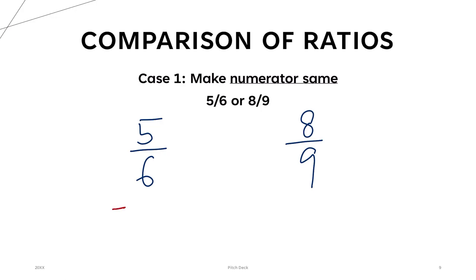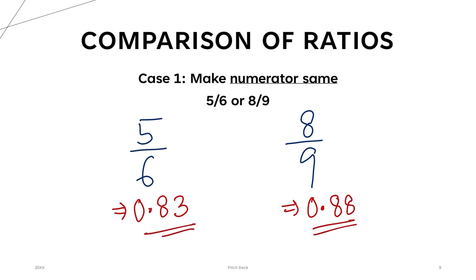First thing is, you can solve this and you will find that this is 0.83, and if you solve this, this is 0.88 something. So this is one way: solve them in decimal form and then compare.